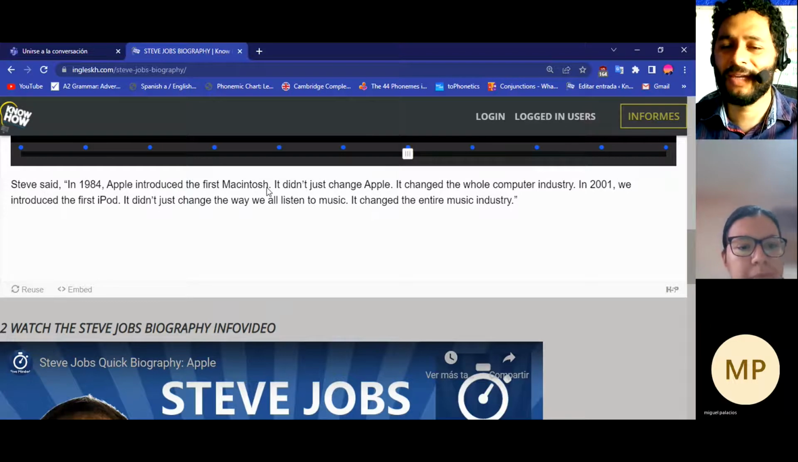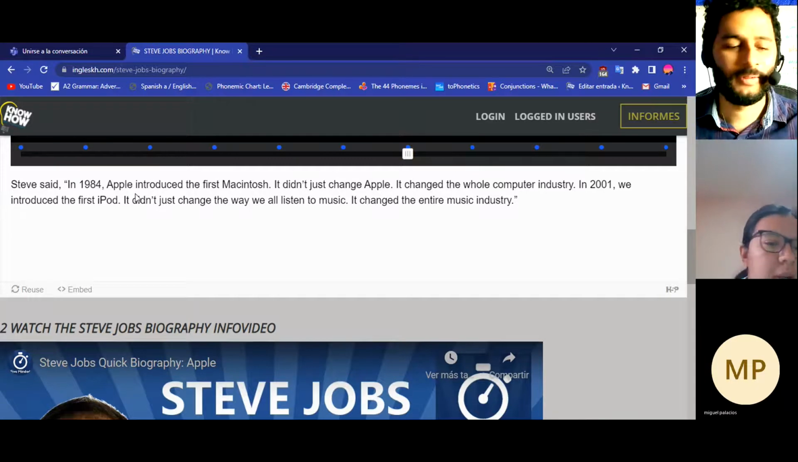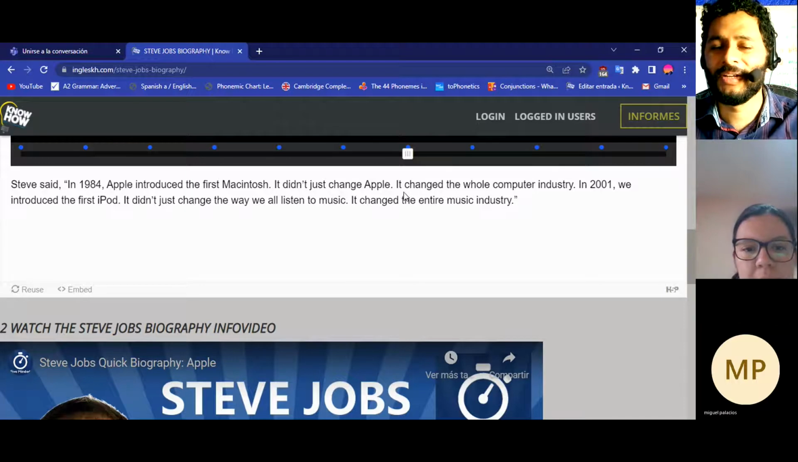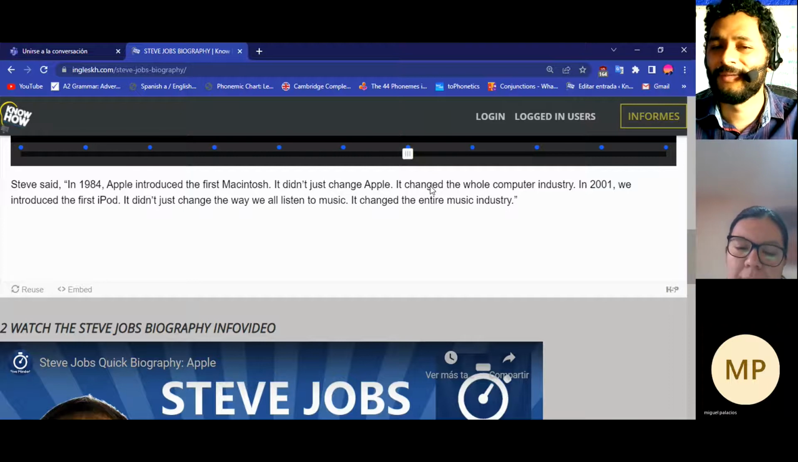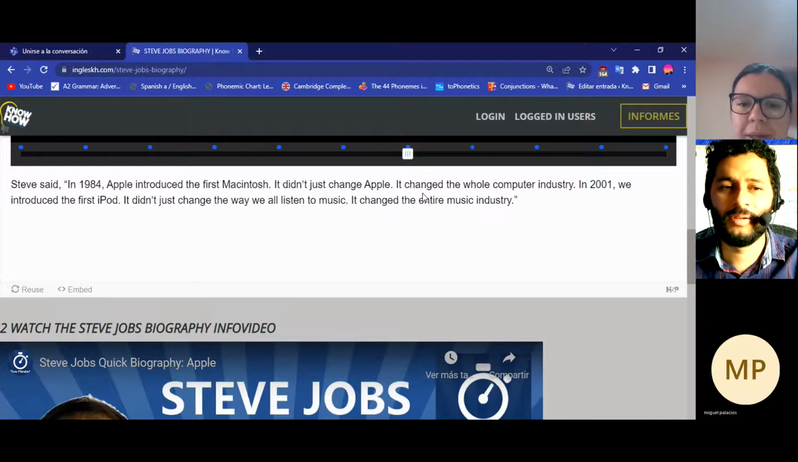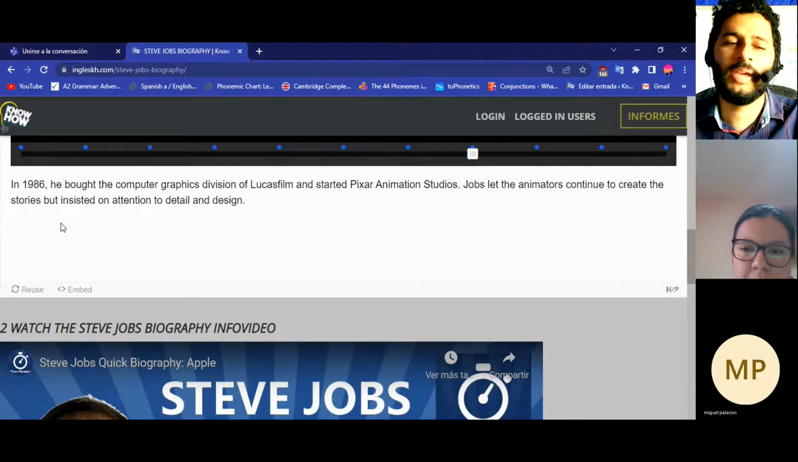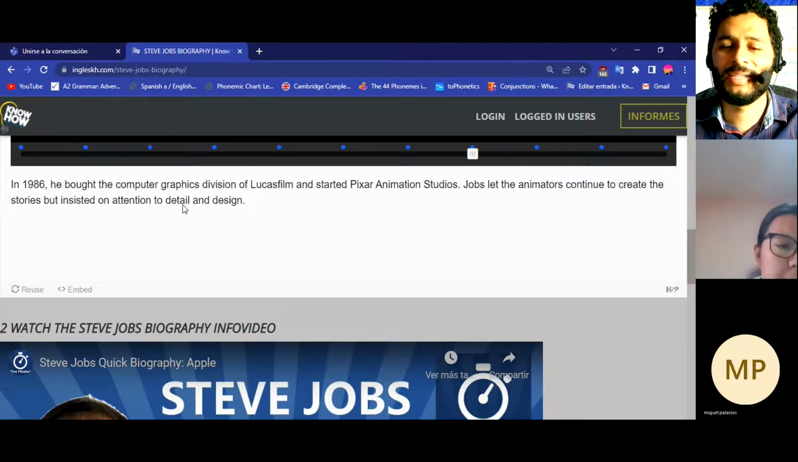Apple presentó la primera Macintosh. Apple introduced the first Macintosh. Uh-huh. Ok. Ahora, ¿cómo dirías? Cambió toda la industria. It changed the whole computer industry. Exactamente. Ok, bueno, es un poco lo mismo. Key, graphic, and continue to create. Ok. ¿Cómo dirías entonces esto? Pero insistió en la atención al detalle.